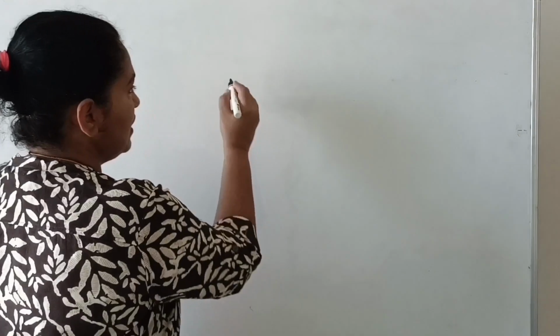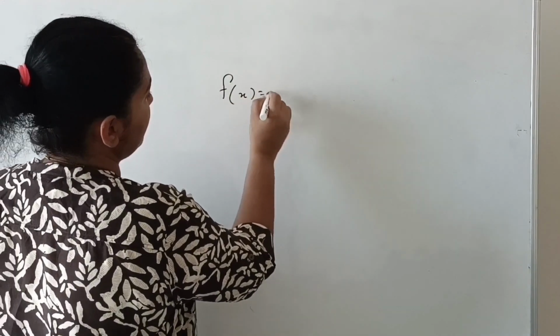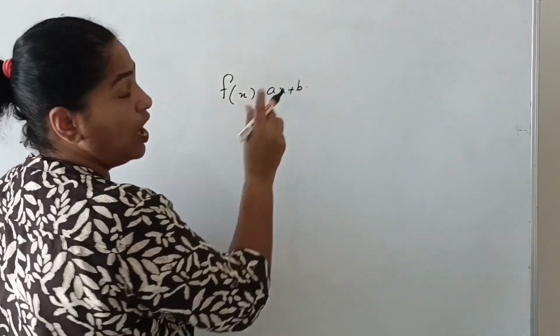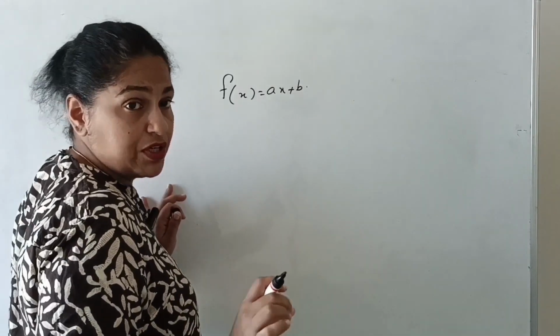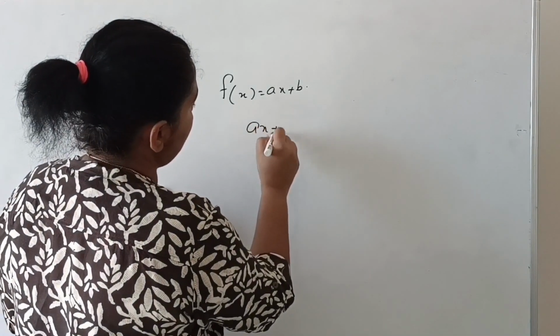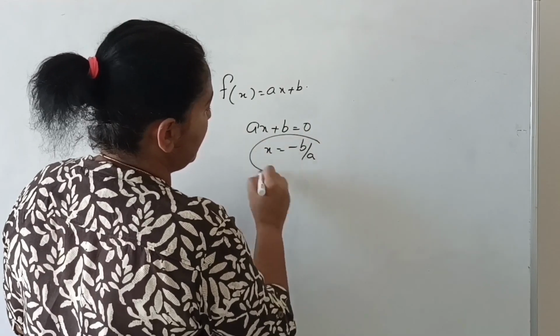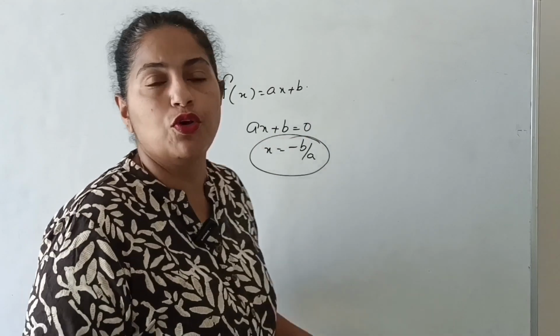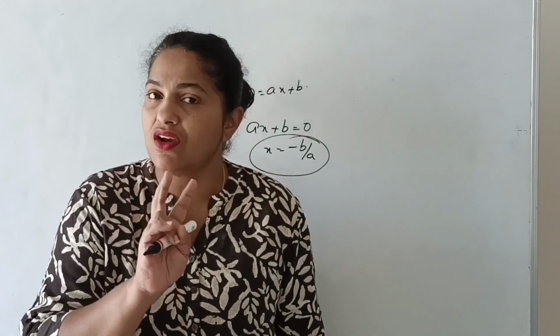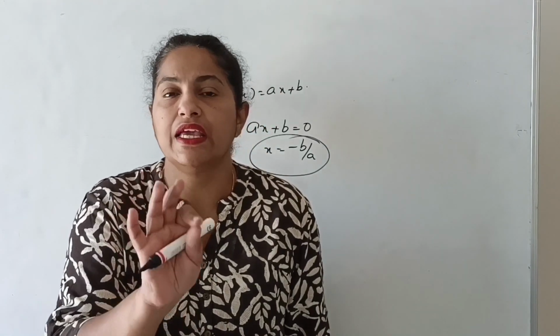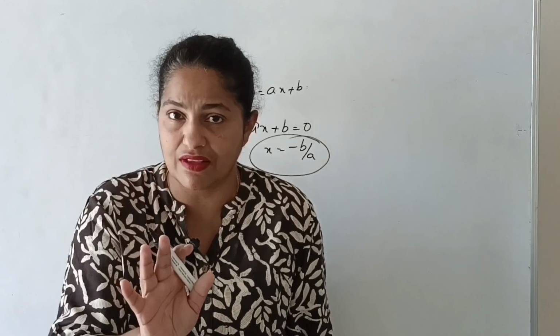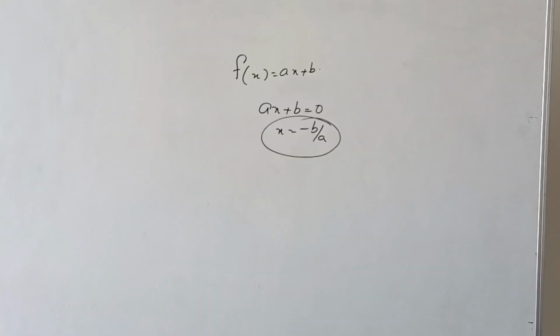We already learned about the general representation of a linear polynomial, which is f of x is equal to ax plus b. We also learned how to find the zero of this particular polynomial, which is ax plus b is equal to 0, or x is equal to minus b by a. You know that a linear polynomial has got one zero, a quadratic has two zeros, and a cubic polynomial has three zeros. Okay?